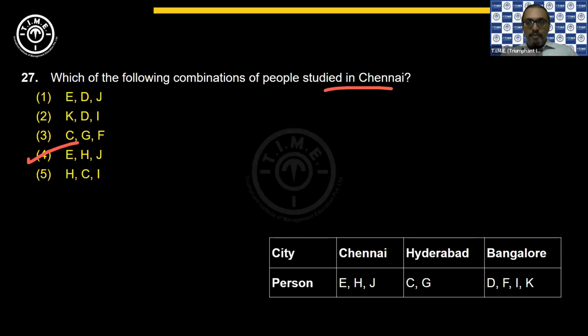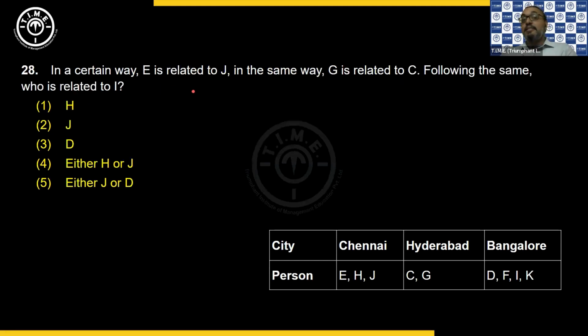Okay. Yeah. So it is E, H, and J. Option 4 works. That is correct. Hyderabad, Chennai combination. Okay. Right. Now, in a certain way, E is related to J. In the same way, G is related to C. Following the same, who is related to I? Is the question. Yeah. See, which option do we get?